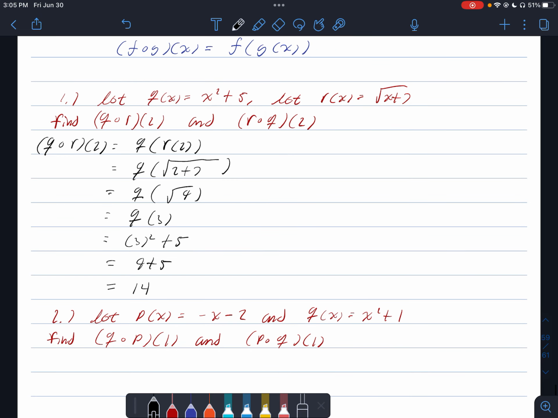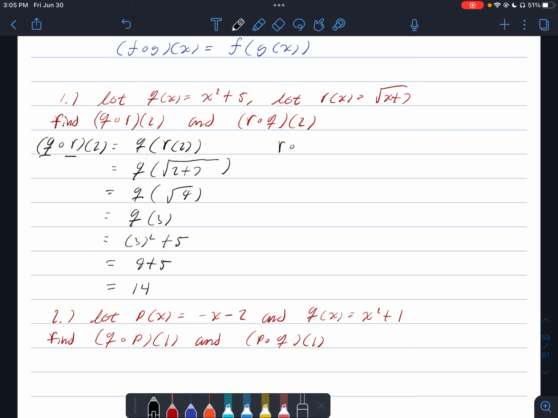Okay, so it's really that simple. You're just plugging in the value into this second function here, and then you're taking whatever that value is and plugging it into this function here, and this is going to be your output of these two functions. Okay, let's see it the other way.